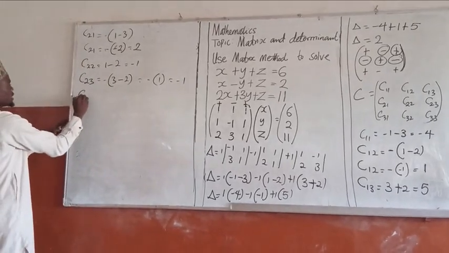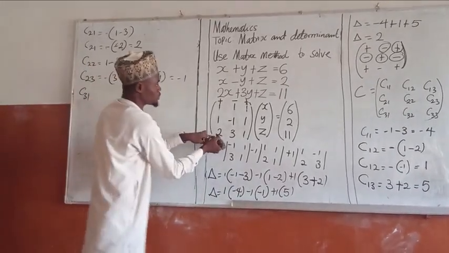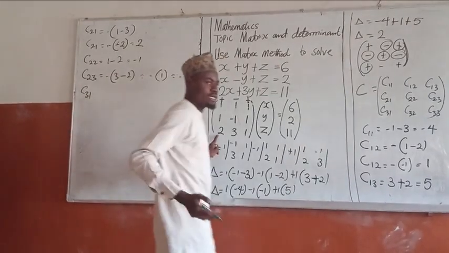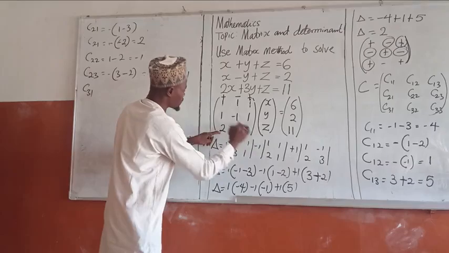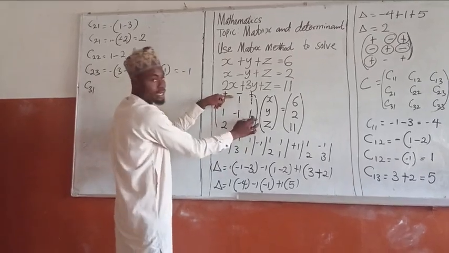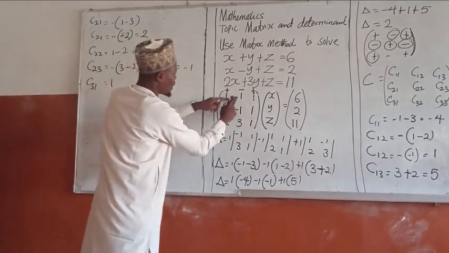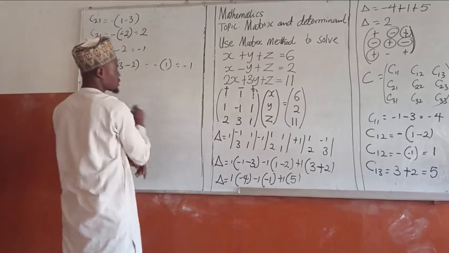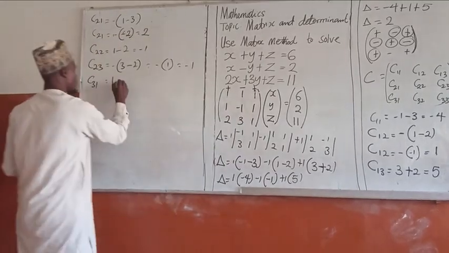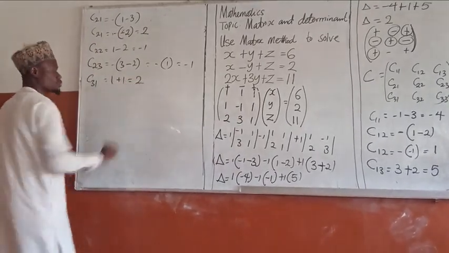Then we move to C31. This is the position. Conventional sign is plus. We don't need to indicate it. You cancel the columns and rows. We have 1, 1, minus 1, 1. 1 times 1 is 1. 1 times 1 is 1, minus 1 times minus 1 changes to plus 1. 1 plus 1 is now 2.